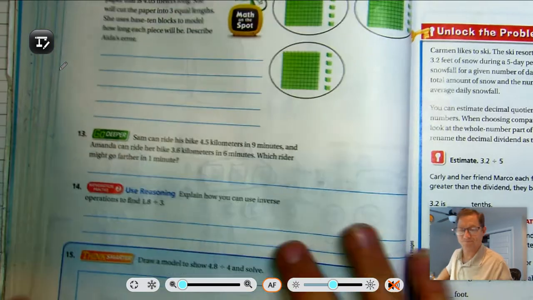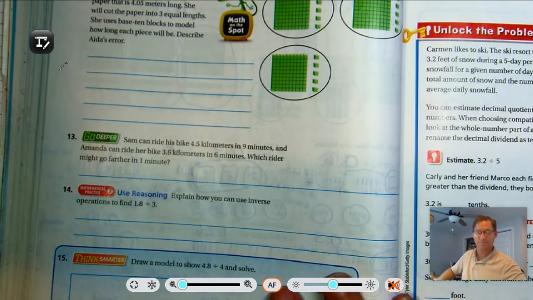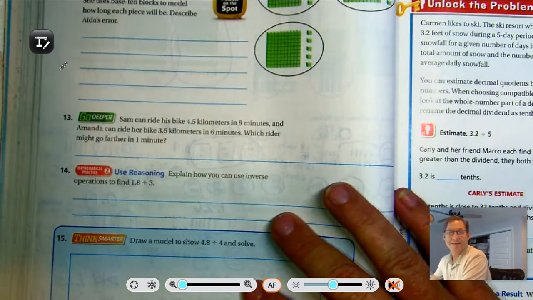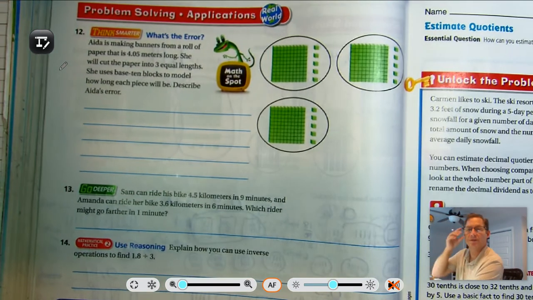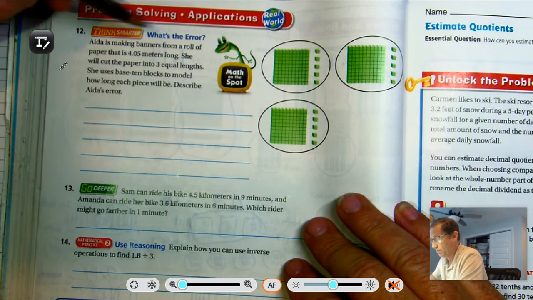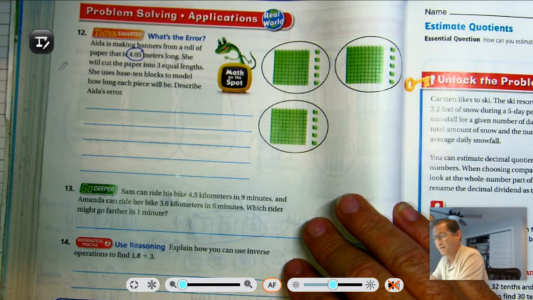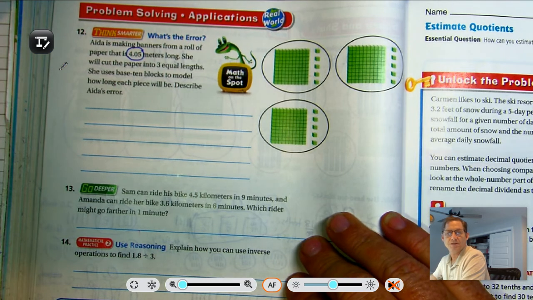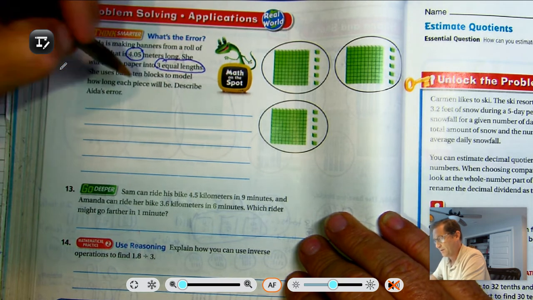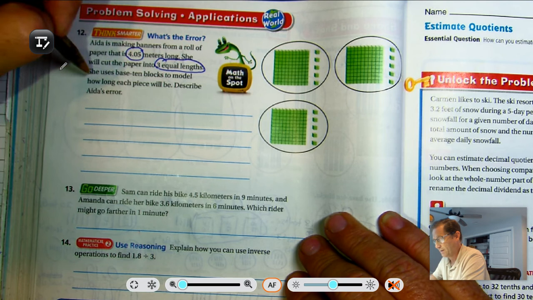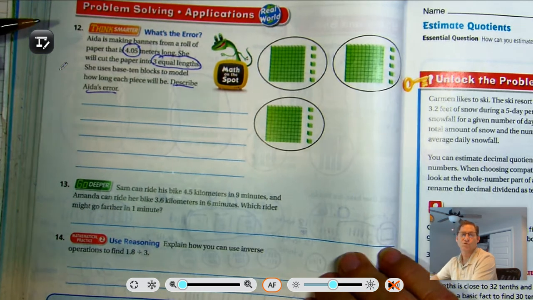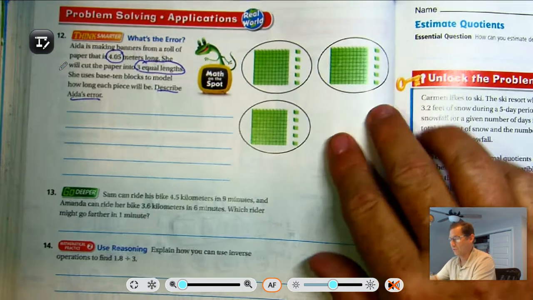Number 12. Okay, so let's do some reasoning here. Ada is making banners from a roll of paper that's 4.5 meters long. She will cut the paper into 3 equal lengths. She uses base 10 blocks to model how long each piece will be. Describe Ada's error. Well, let's see. We do have 3 equal groups.